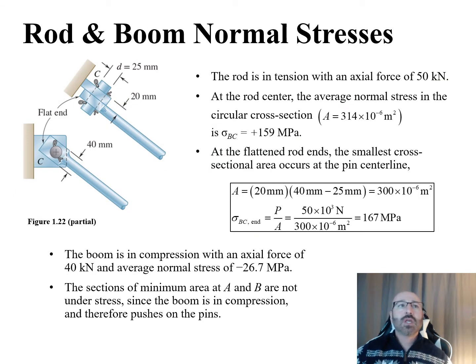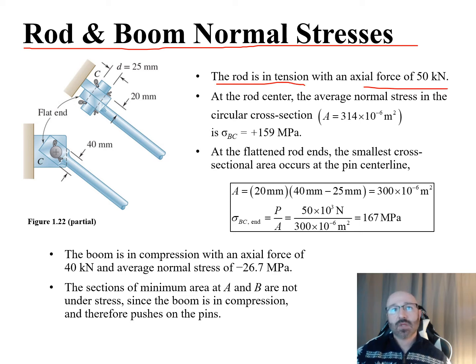So now let's briefly take a look at rod and boom normal stresses. We've already done the calculations before from statics and found that the tension in the rod has an axial force of 50 kilonewtons. We've also seen now at the rod center the average normal stress in the circular cross section. We have a circular cross section A that we've calculated before to be 3.14 times 10 to the negative 6 meters squared, is the sigma BC of 159 megapascals.